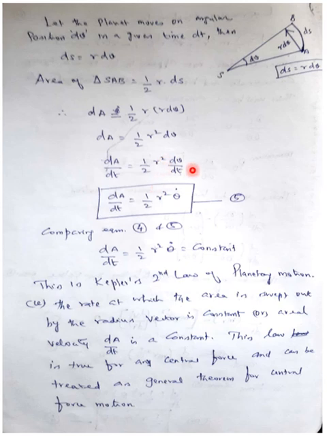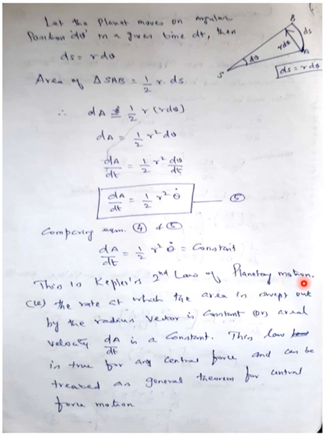This is Kepler's second law of planetary motion, that is, the rate at which the planet sweeps out area by the radius vector is a constant, or areal velocity dA by dt is a constant. This law is true for any central force field and can be treated as a general theorem for central force field motion. That's why in the example also, when we taught the central force field, we gave this example, Kepler's planetary motion. So this Kepler's second law of planetary motion is the basic law for all central force field motions. Okay, so this is Kepler's second law of motion using Lagrangian equations.